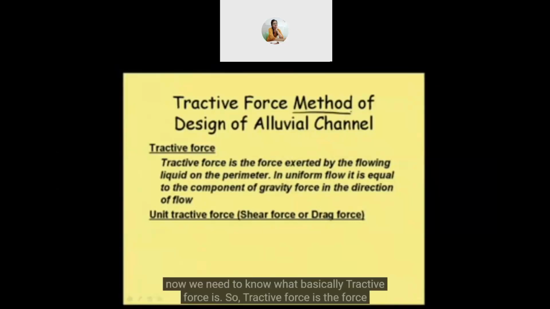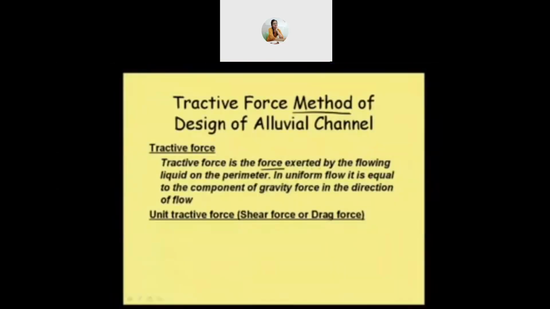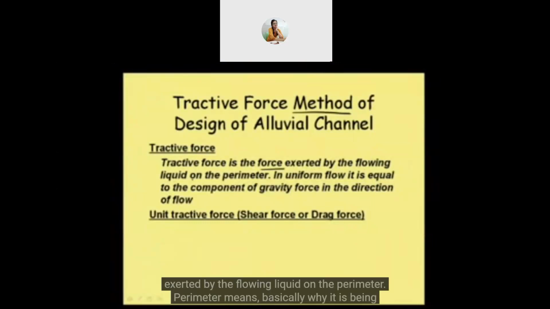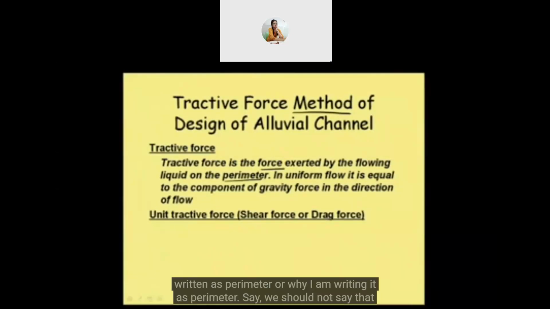Well, now we need to know what basically tractive force is. Tractive force is the force exerted by the flowing liquid on the perimeter. Why am I writing it as perimeter? We shouldn't say it is exerted by the fluid on the sediment or soil, because sometimes the perimeter may consist of something else, but still the flowing fluid will be exerting a drag force on the side of the channel.